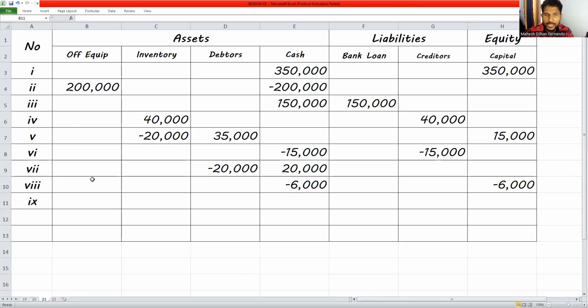The owner invested 20,000 as additional capital. Now think, make a practical idea. Apart from the initial capital, the owner has invested another 20,000 as additional capital. What happens in the business? Cash plus 20,000.